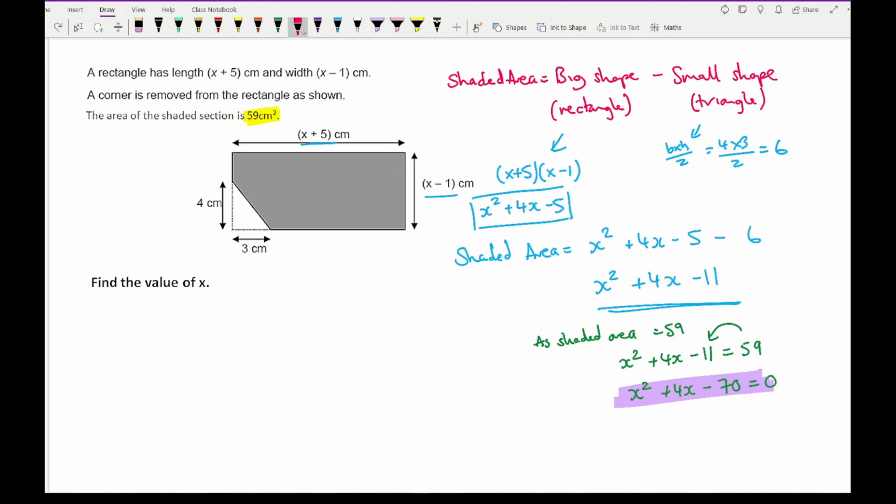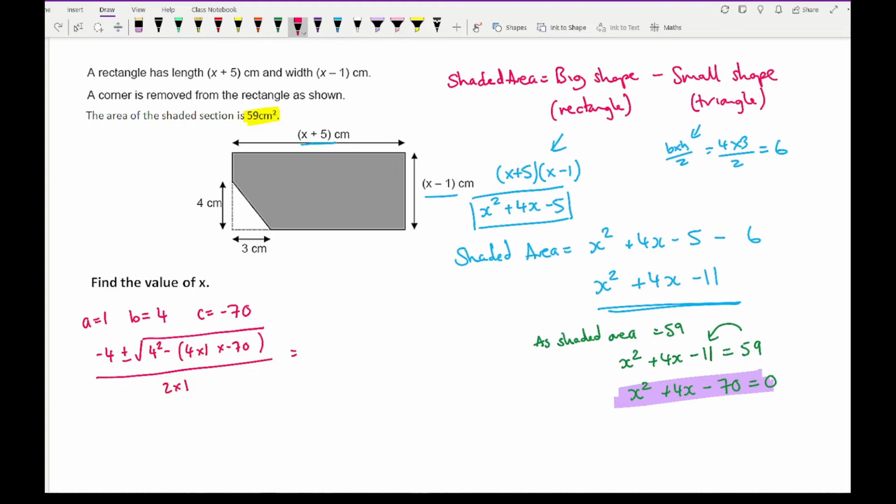And again, I'm going to go straight into using the formula. So I've got a equals 1, b equals 4, and c equals minus 70. So substituting this all into the formula, I get minus 4 plus or minus the square root of 4 squared minus 4 times 1 times minus 70, all divided by 2 times 1. And again, you should definitely simplify that. If you're not sure, definitely watch the video on using the quadratic formula.